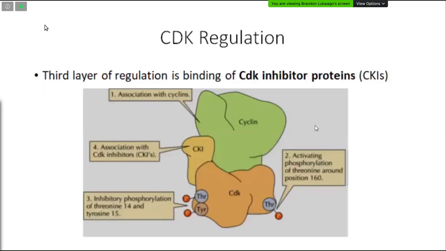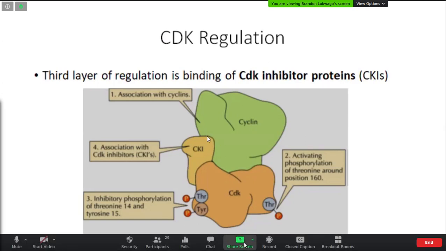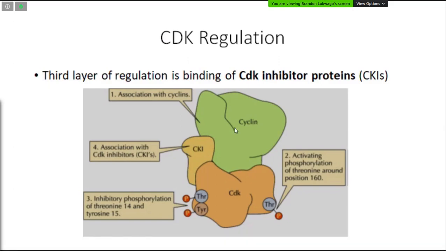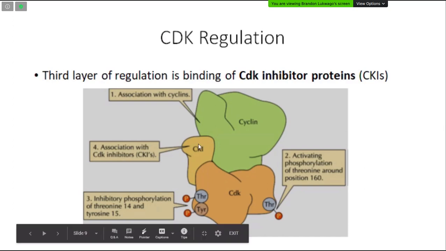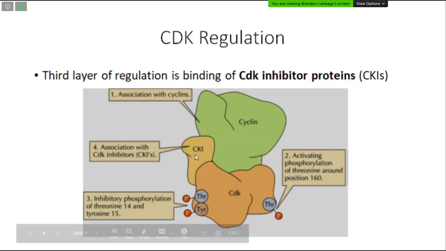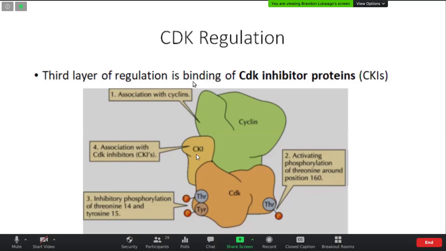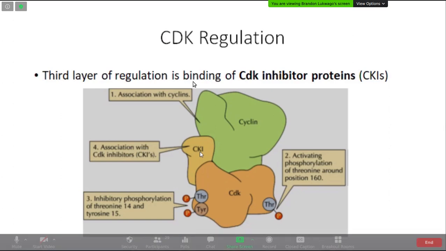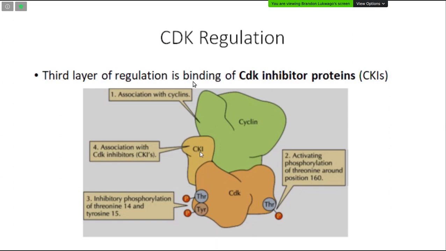Another layer of regulation is CDK inhibitor proteins, or CDKIs. These will bind to the cyclin-CDK complex and cause a conformational change that will inhibit the whole complex. These are usually used in the checkpoint mechanisms, which I'll talk about a little bit later. So these will bind and prevent the cell cycle, basically arresting it at a certain point and preventing the cell from progressing into the next phase.